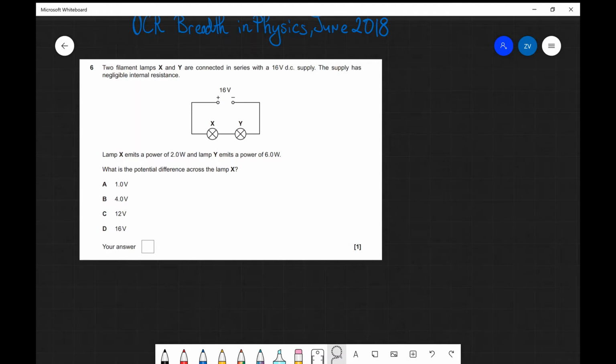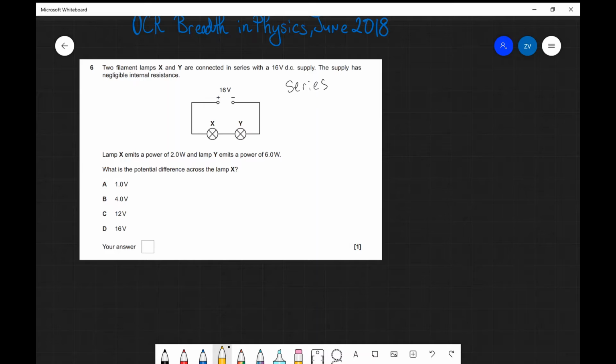Look at question 6. We've got 2 filament lamps X and Y connected in series with a 16-volt power supply. There's no internal resistance to worry about in this question. Lamp X emits a power of 2 watts and lamp Y emits a power of 6 watts. What is the potential difference across lamp X? Okay, well, the first thing we need to keep in mind here is that those 2 lamps are connected in series, and the current is going to be the same throughout the whole circuit.